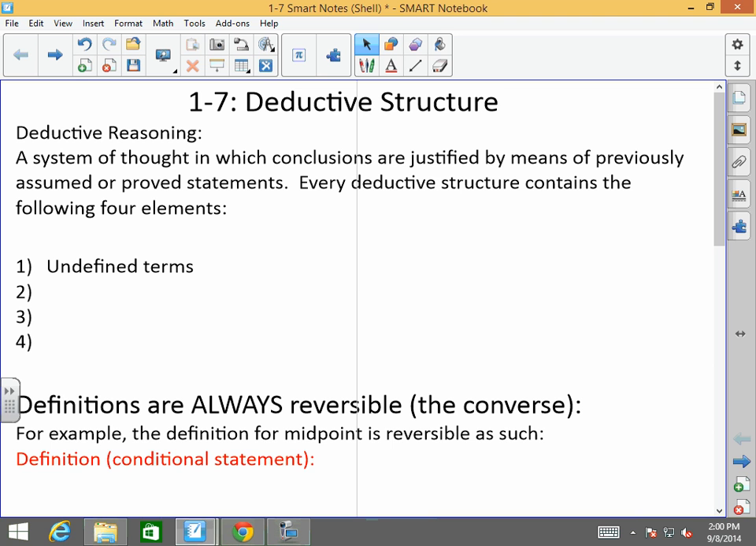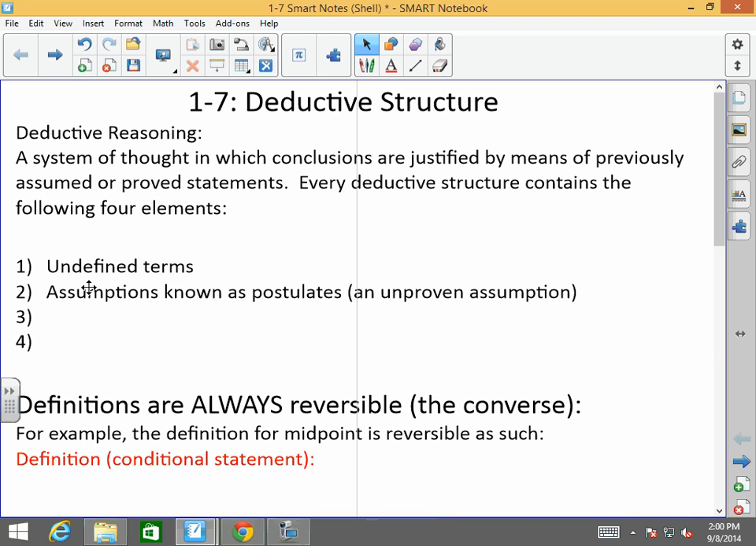Number 2, assumptions known as postulates, which are unproven assumptions. Okay? Theorems are proven assumptions. Postulates are unproven assumptions. They're still valid, they work, but they haven't been proven yet, really.